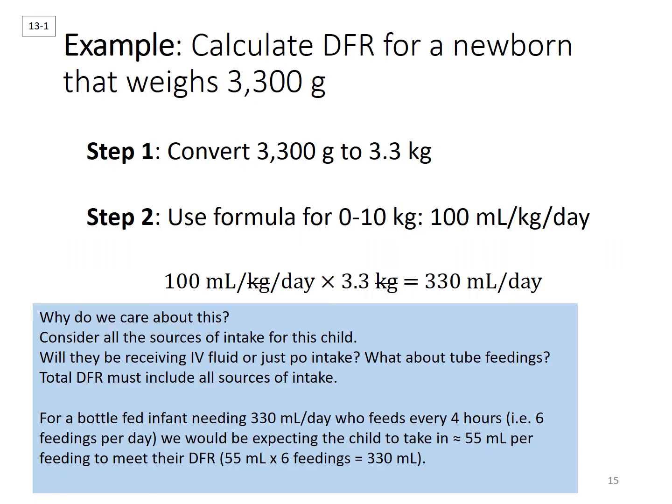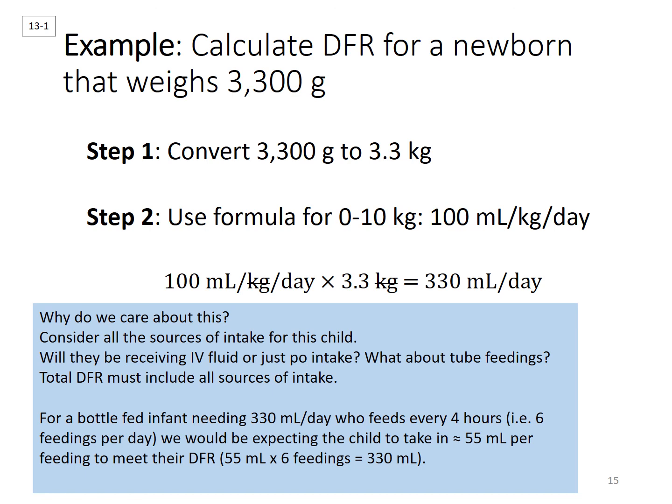So we're going to calculate the DFR, the minimum for normal hydration for a newborn that weighs 3,300 grams. First things first, we're going to convert grams to kilograms. So 3,300 grams becomes 3.3 kilograms. Then we're going to use the formula. So 100 milliliters per kilogram per day times 3.3 kilograms equals 330 milliliters per day.